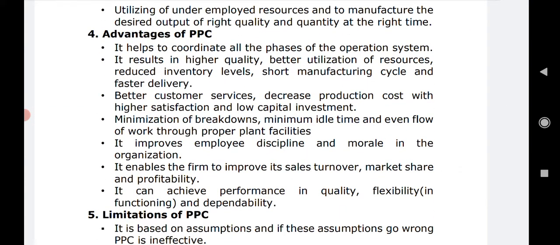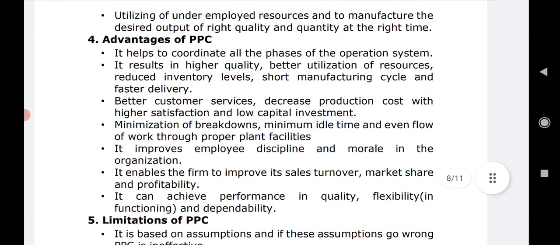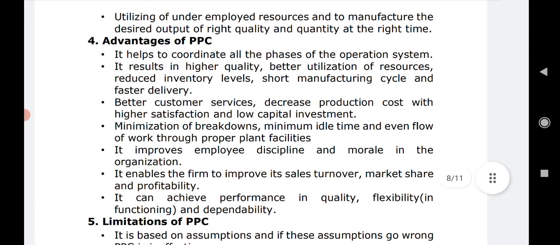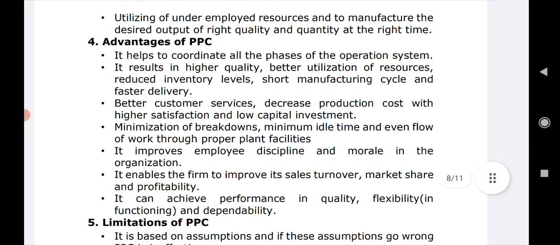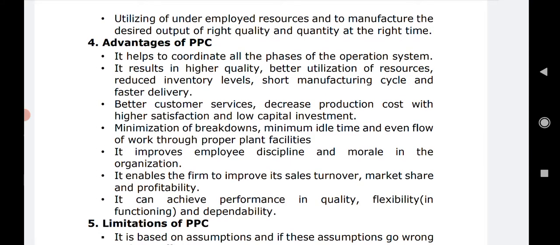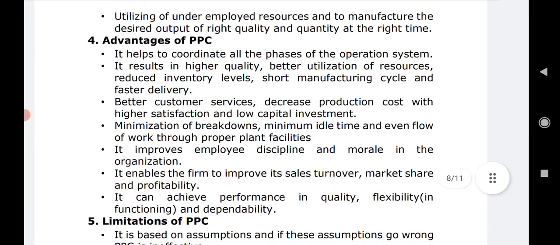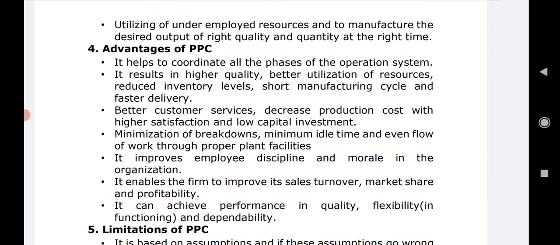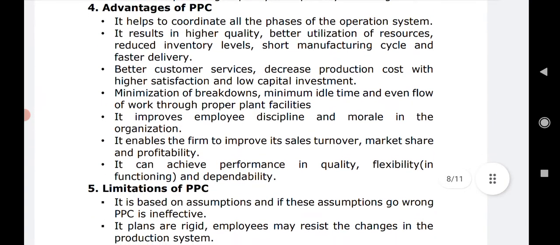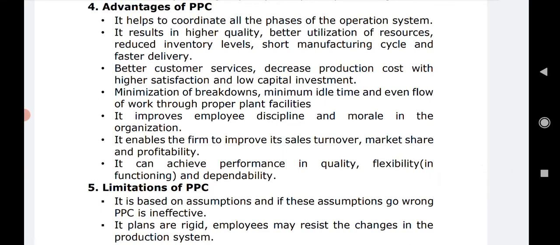The last and important objective is utilizing the underemployed resources and to manufacture the desired output of the right quality and quantity at the right time. So we are employing all the resources, whatever it takes to manufacture the desired output. We are undertaking that, we are trying to see it, we are using it, and we are trying to see the right quality and quantity at the right time are being produced. So these are the set of objectives with which the PPC is undertaken under the manufacturing organization.